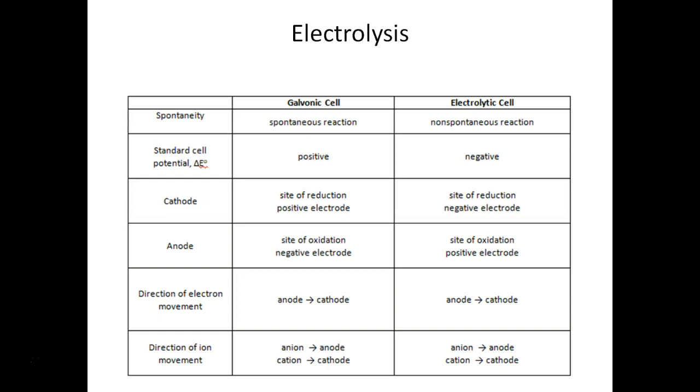In both of the two cells, my anode is my site of oxidation. Again, the difference is their charge. In both cases, the direction of electron flow is the same, from anode to cathode, and also the name of the electrode comes from what's flowing where.